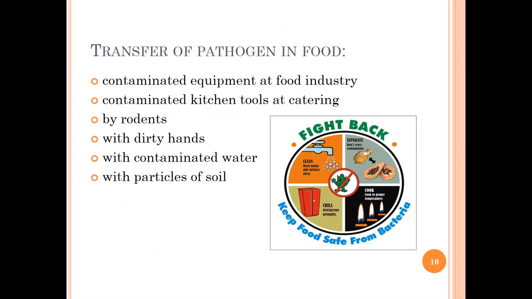How may food be contaminated with pathogens? For example, it may happen with contaminated equipment in the food industry, or with contaminated kitchen tools when cooking food at home or at catering. It can be contaminated by rodents, rats, mice, with dirty hands when cooking food, if we don't follow sanitary procedures when cooking food, with contaminated water or with soil particles.